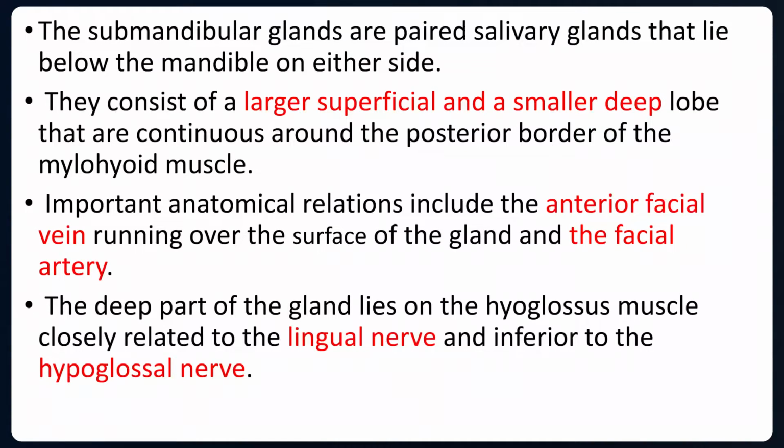The submandibular glands are paired salivary glands that lie below the mandible on either side. They consist of a larger superficial lobe and a smaller deep lobe, as we have discussed, that are continuous around the posterior border of the mylohyoid muscle. The important anatomical relationships include the anterior facial vein running over the surface of the gland and the facial artery. The deep part of the gland lies on the hyoglossus muscle, closely related to the lingual nerve and inferior to the hypoglossal nerve.